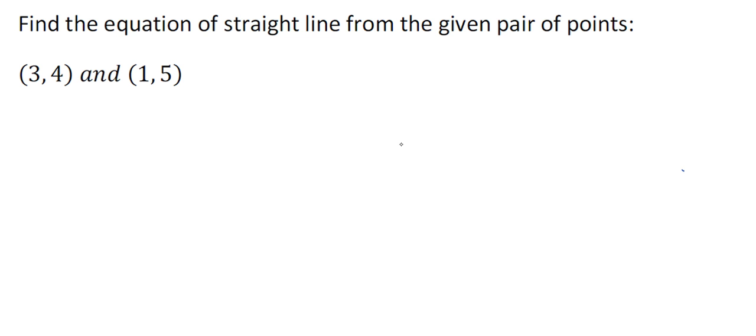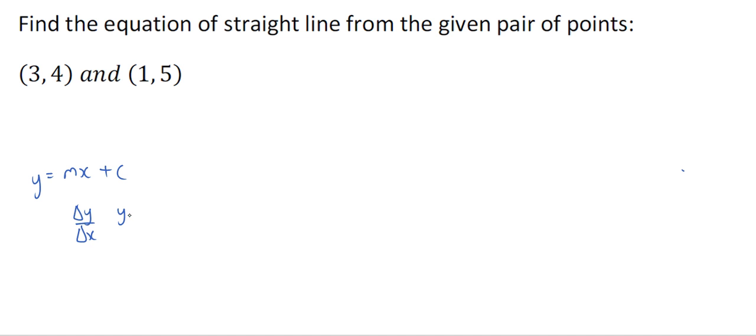In this problem, we were asked to find the equation of a straight line from this given pair of points. Now, the equation of the straight line is in the form of y equals mx plus c. Now, we know that m is the gradient, the change in y over the change in x. Okay, that's the rise over the run.